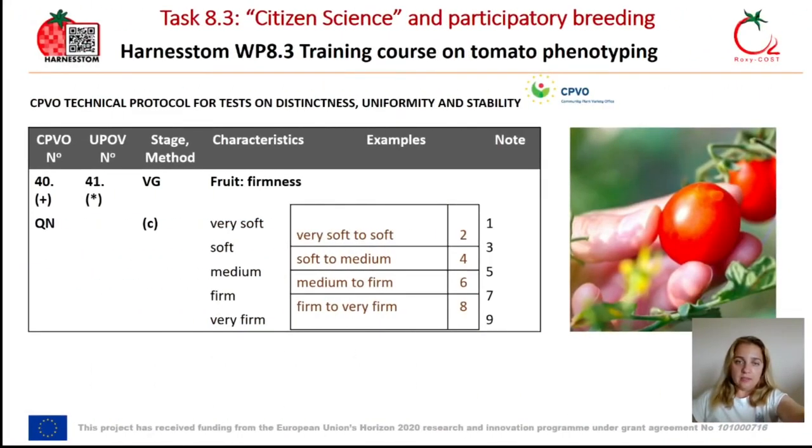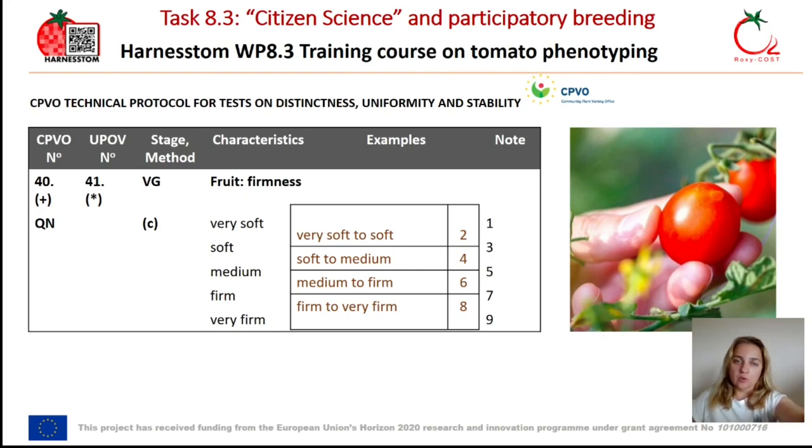And the last trait is fruit firmness. Fruit firmness is a measure of the texture of tomato fruits and refers to the degree of hardness or softness of the fruit. It affects the shelf life, transportability, and consumer acceptance of the fruit. This is trait number 40 in the CPVO protocol and 41 in UPOV.